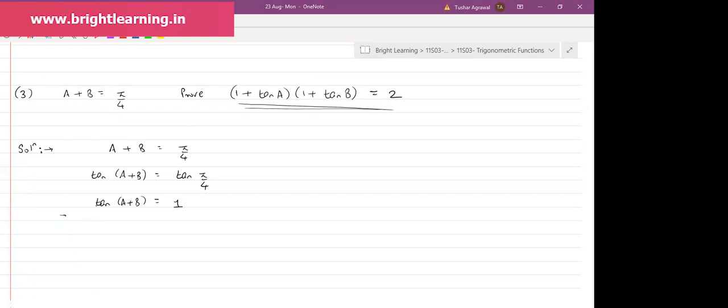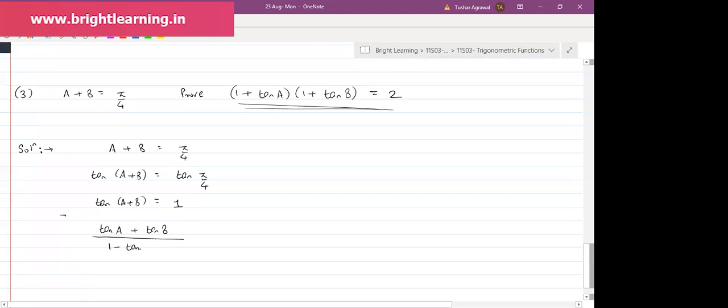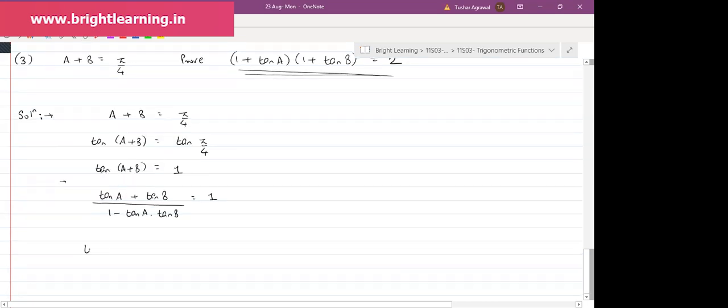See, tan of A plus B equals 1. So what do we have? Tan A plus tan B upon 1 minus tan A into tan B is equal to 1. Okay, cross multiplying, what do we get? Tan A plus tan B is equal to 1 minus tan A into tan B. This is the information that we have up till now.